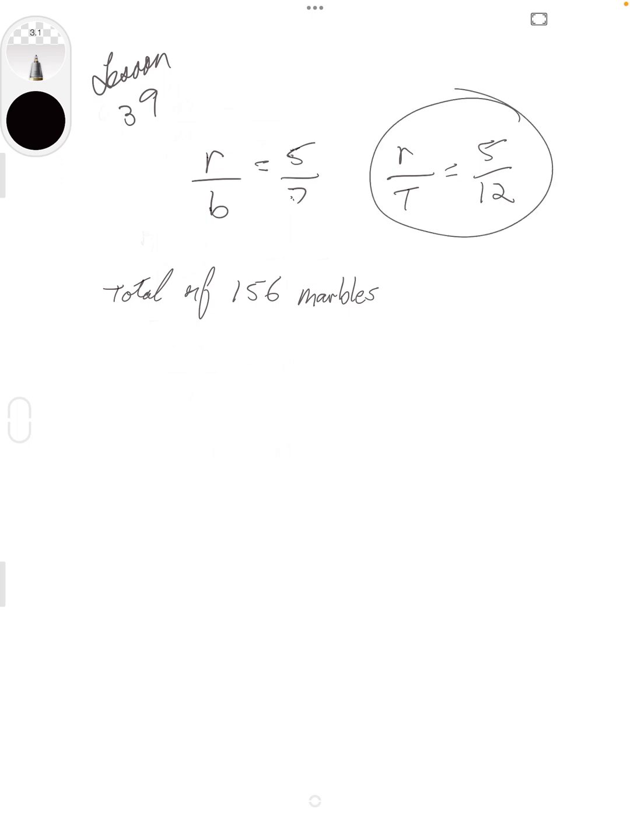Now, if I look at this one, well, I know there is 156. So red to 156 is equal to 5 to 12. Now, again, simple move and swap to get the answer here. So I'm going to move the 156 here. This becomes a 1, and I get red equals 5 times 156 over 12. And I take a calculator and solve that one.